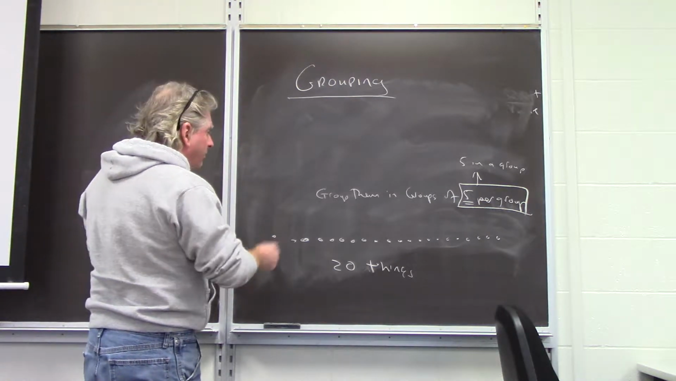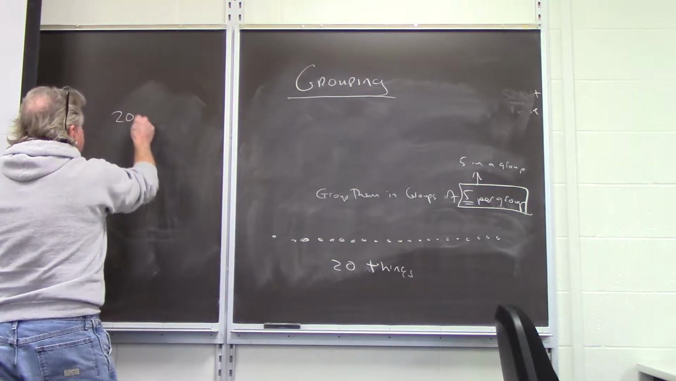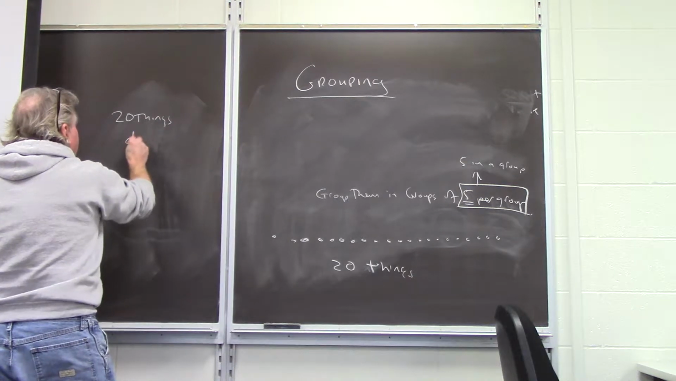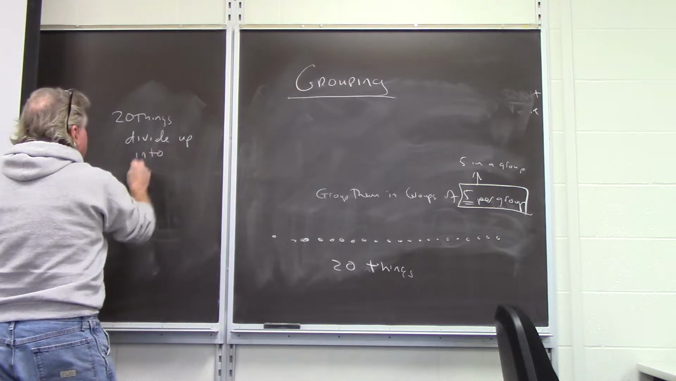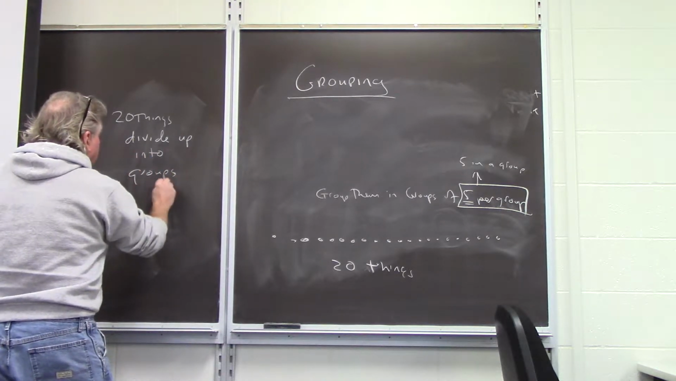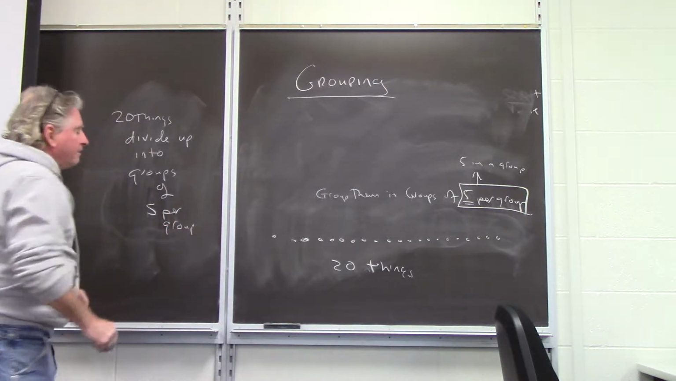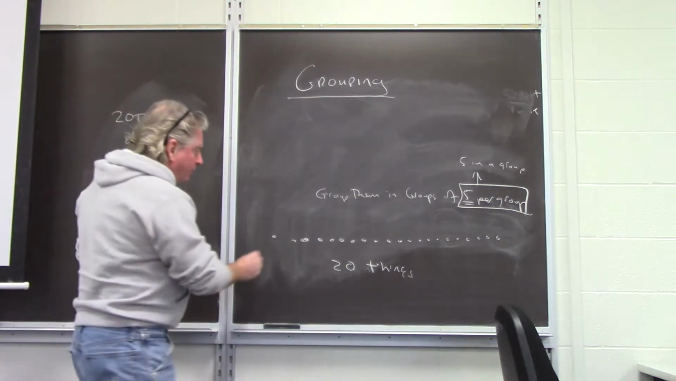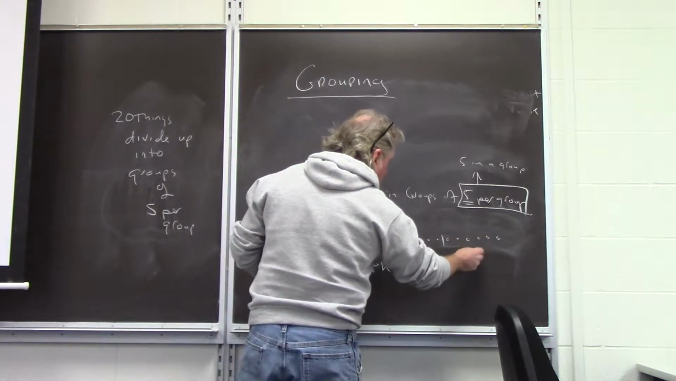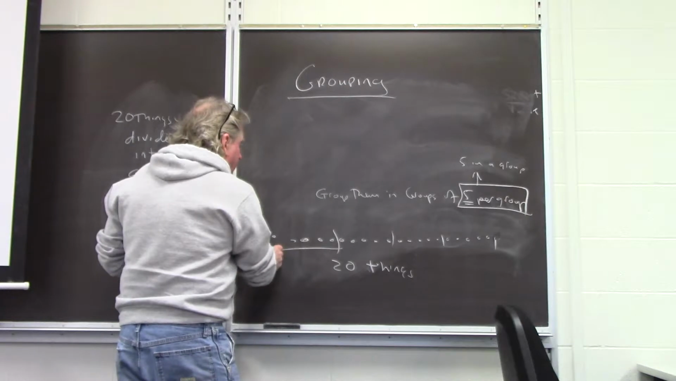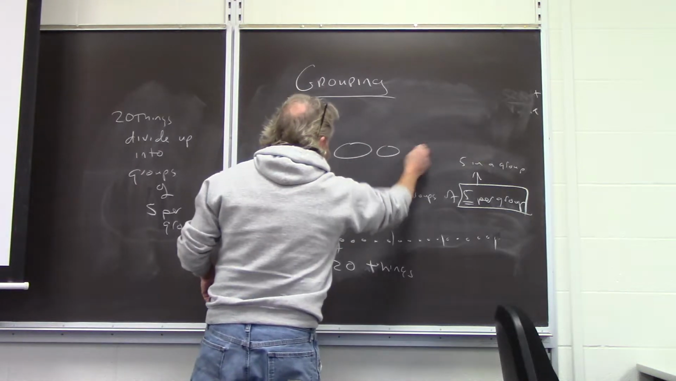But let's talk about what we're going to do. What we're going to do is take the 20 things and divide them up into groups of 5 per group. So let's do that. What I have here is 1, 2, 3, 4, 5, 1, 2, 3, 4, 5, 1, 2, 3, 4, 5, 1, 2, 3, 4, 5. There's a group. And so what I'm going to end up with is 1, 2, 3, 4.